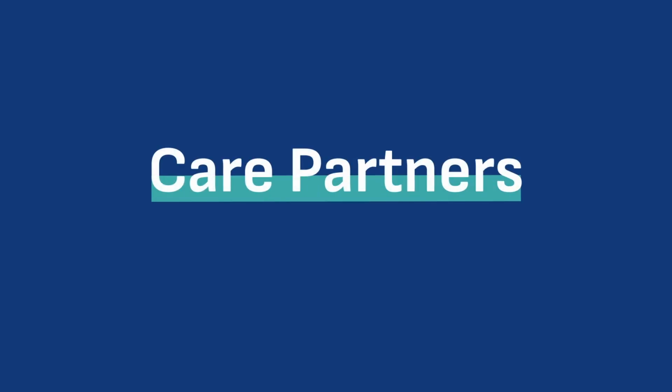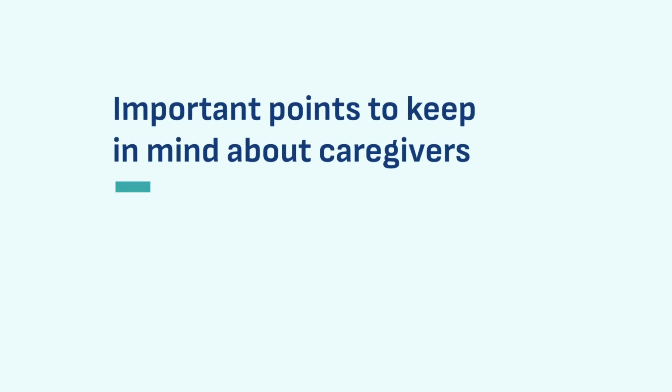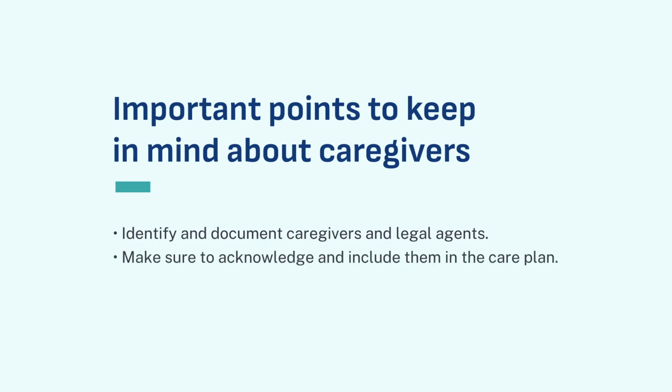Let's talk first about care partners or caregivers. When it comes to care partners, there are 3 important points to keep in mind. 1, you'll want to identify and document caregivers and legal agents, such as durable power of attorney for healthcare and finances. 2, make sure to acknowledge and include them in the care plan. And 3, make sure they are getting care and support too. It is truly hard work.